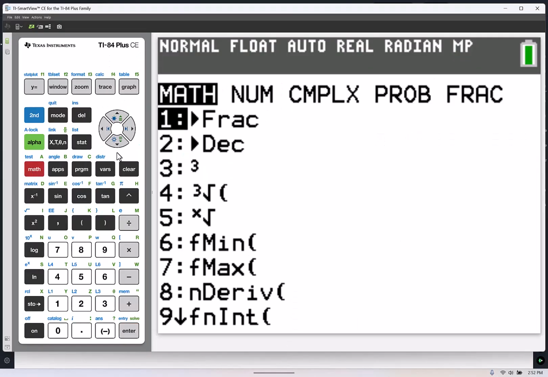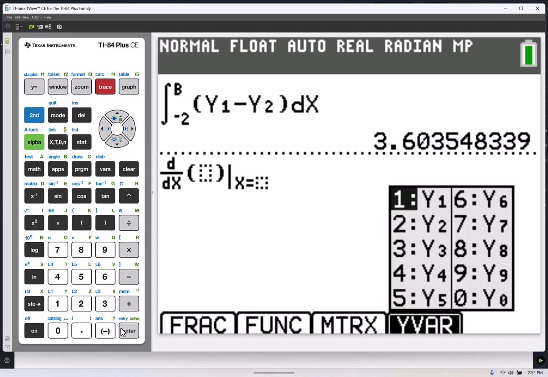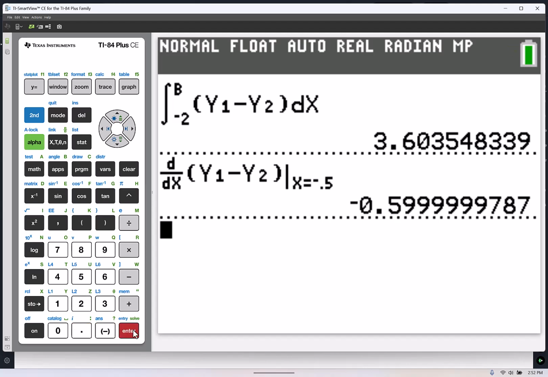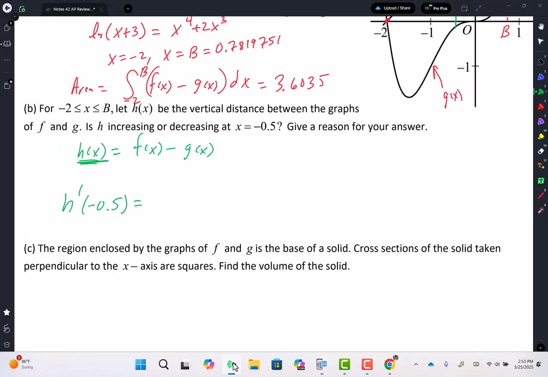I'm going to go math and then look for the derivative one, number 8. d/dx. And I'm just going to type in alpha y1 in here minus alpha y2 in here. And then at what value? At negative what? I got -0.5999999. Notice all those 9s. If you are paranoid, you can just type -0.59999. But because of all those 9s, I can just say -0.6. If you're paranoid, go ahead and put -0.5999. You're fine. -0.6.